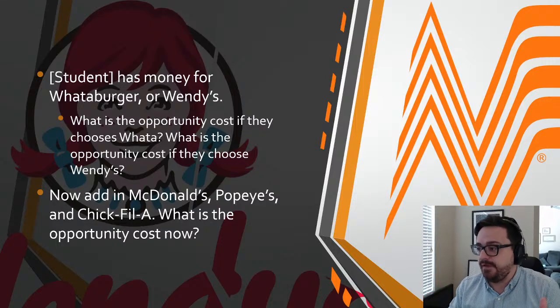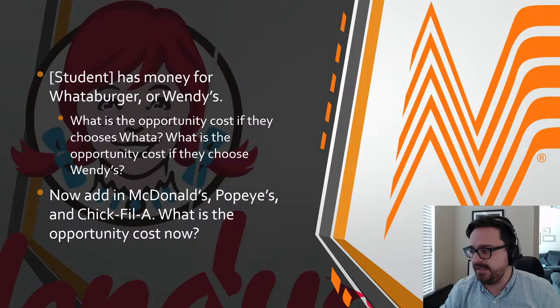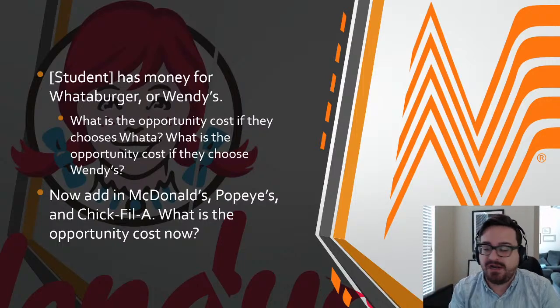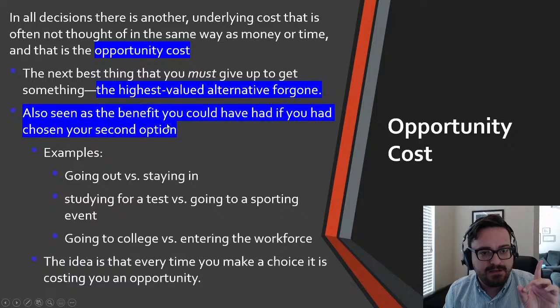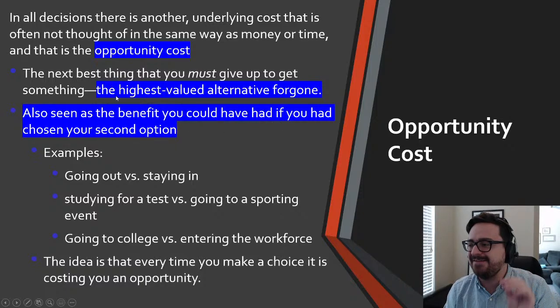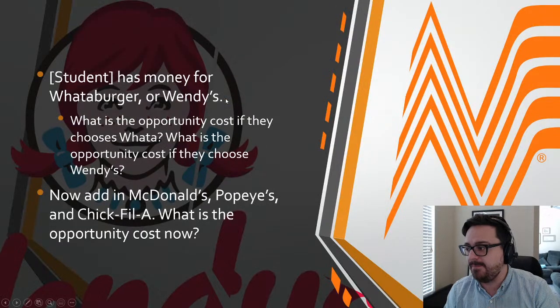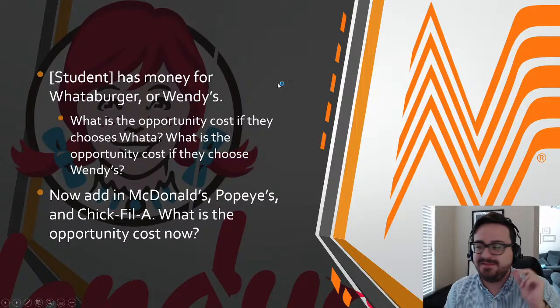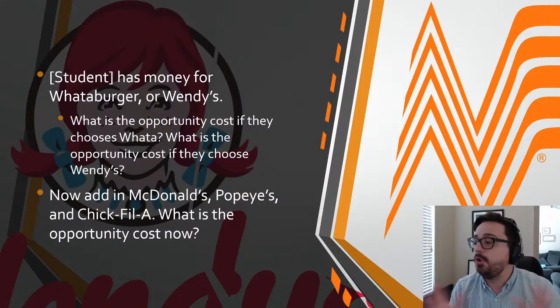That's what you write on the AP exam, if they give you, this person has 10 options of a place to go, and they pick this one, and there's no ranking, there's no priority given to any of them, you don't know what the opportunity cost is. Because it is specifically, let me go back to that slide, the benefit you could have had if you chose your second option, the highest valued alternative given up. It is the other option. It has to be the other option. We don't know what her other option is.